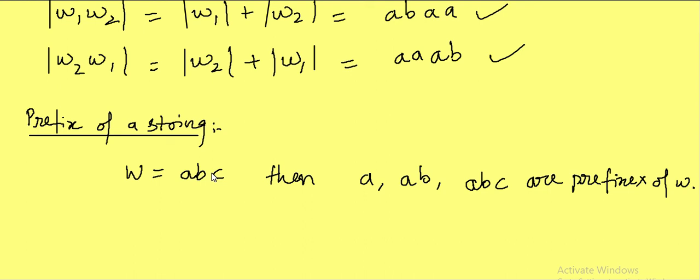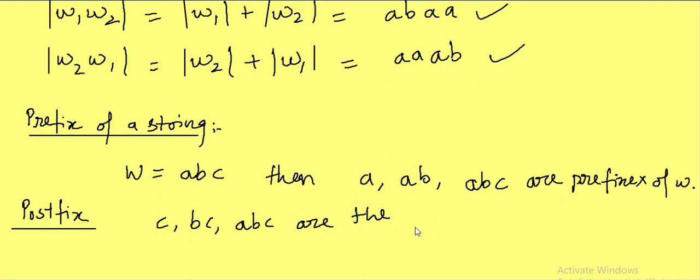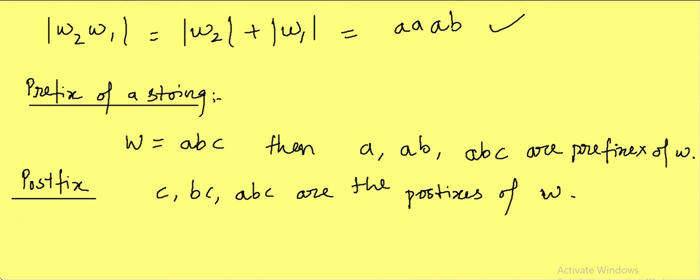Again, the concept of postfix, right? Just opposite to prefix, we have the postfix of a string. So if I take the same example again, C, BC, and ABC are the postfixes, or suffixes, of string W, right? Okay, so then we have a concept like the substring of a string.